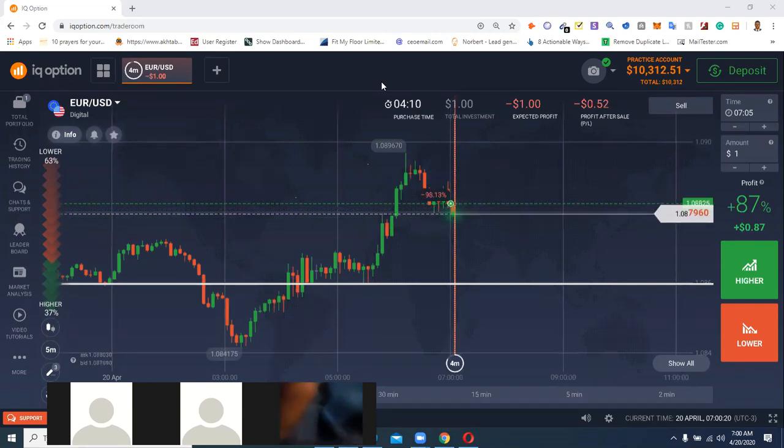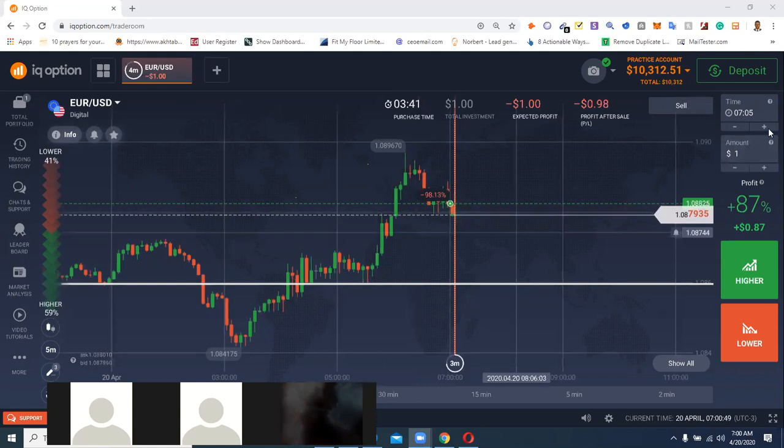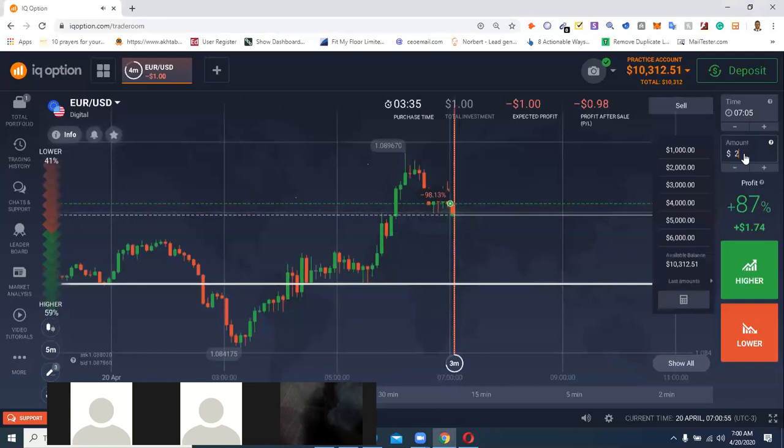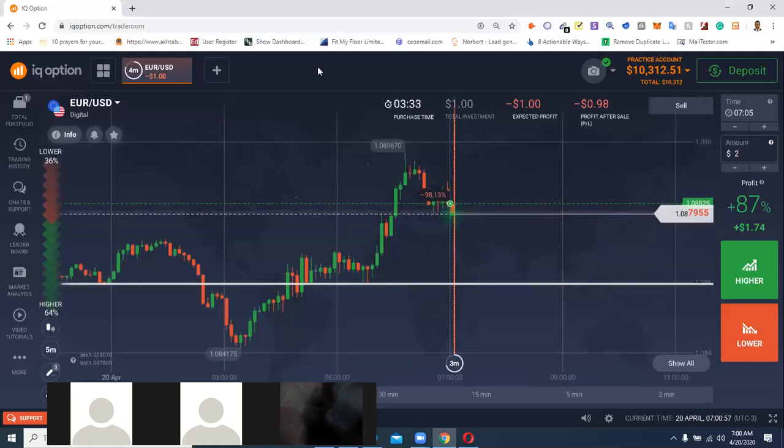If we lose this trade, now for those who do not understand how martingale works, your next stake should be double of what you have here. If you have $1 here, your next trade should be $2. If you have $2, your next trade should be $4. If you have $20, your next trade should be $40. So now we set this to $2 and wait for the trade to finish.